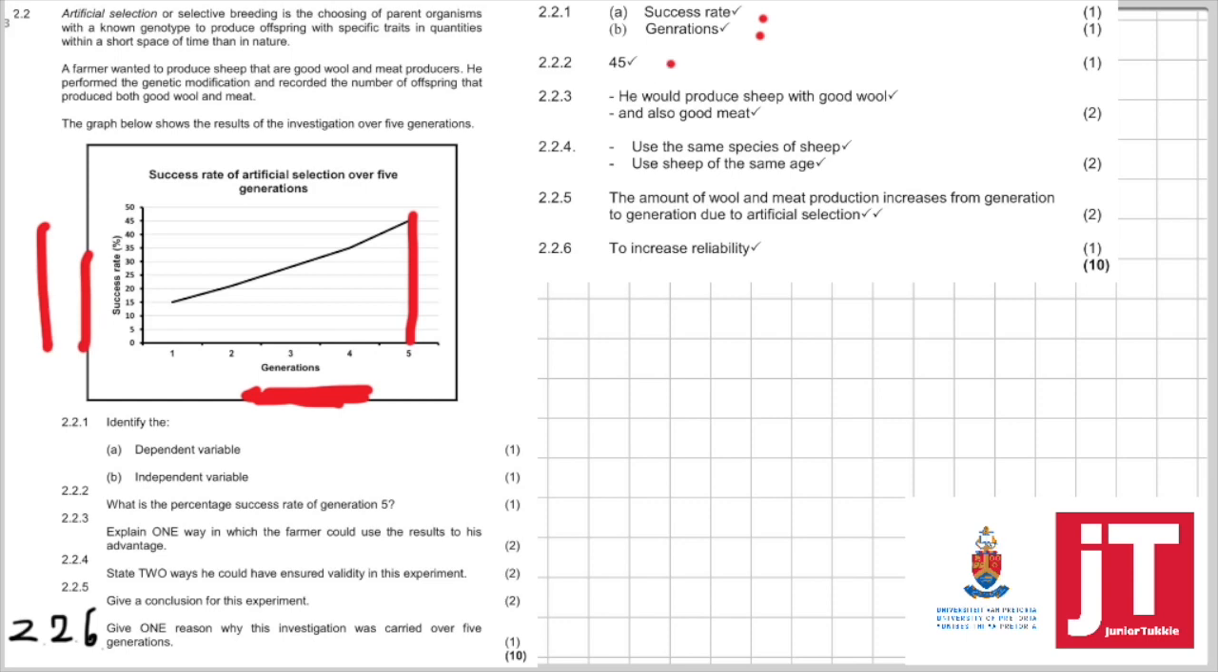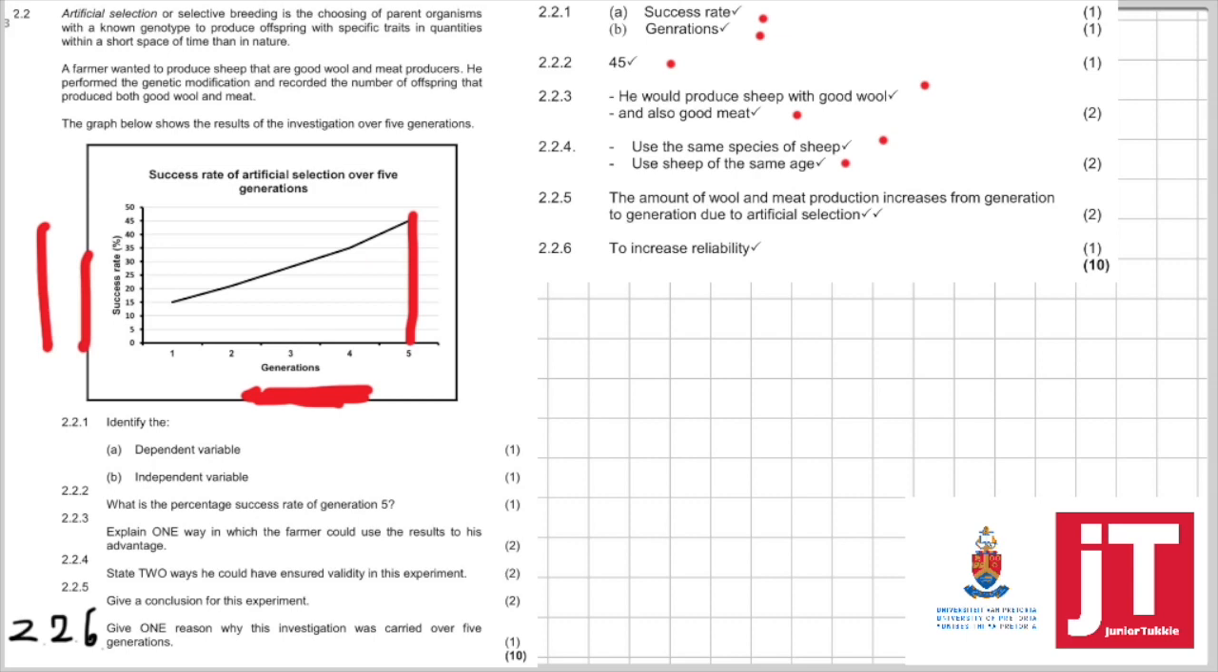Right. 2.2.3. Explain one way in which the farmer could use the results to his advantage. He would produce sheep with good wool and also good meat. 2.2.4. State 2 ways in which he could have ensured validity in this experiment. He could have used the same species of sheep, and he could have used sheep of the same age.